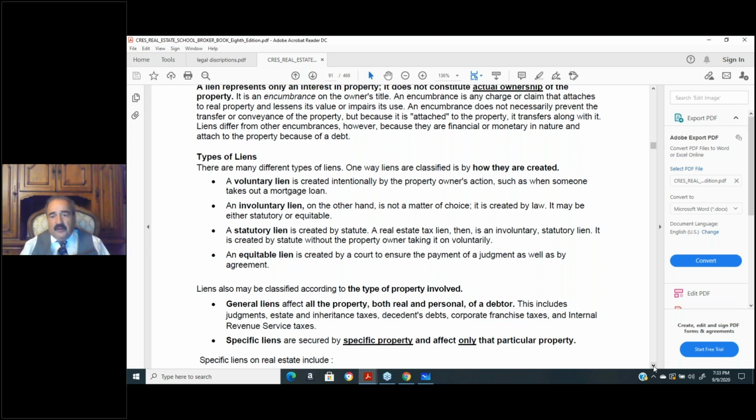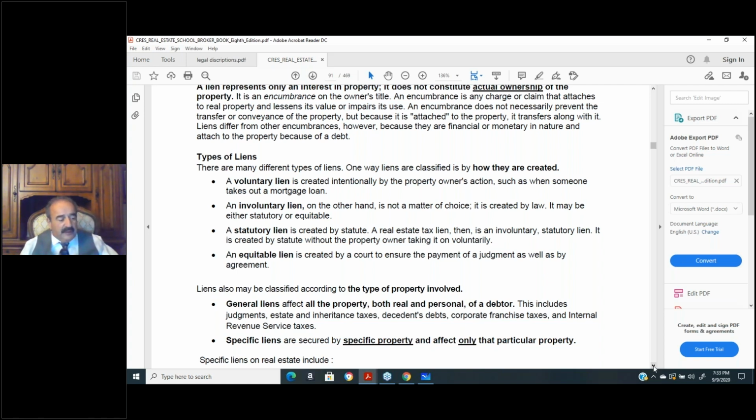The next bullet is called a statutory lien. A statutory lien is created by state law, by state statute. Property taxes are statutory liens. A mechanic's lien is a statutory lien. I'm going to be talking about mechanic's lien in a little bit of detail this evening.